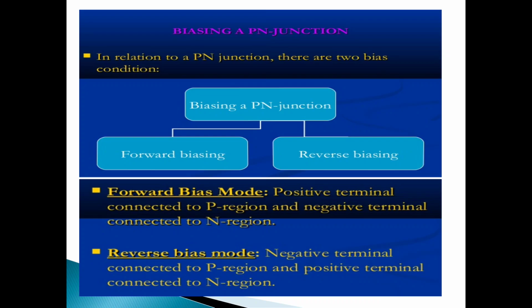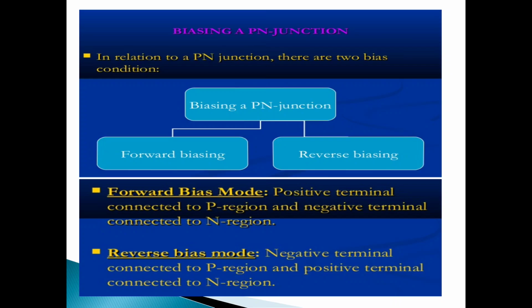Now, the PN junction diode is a two-terminal device. It can be biased in three ways. First is the unbiased PN junction, in which there is no externally applied battery connected to the PN junction. The other two are when we connect a battery to the PN junction, it can be biased in two ways, that is the forward biasing and the reverse biasing.